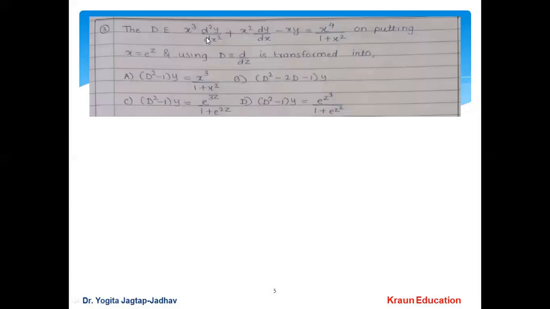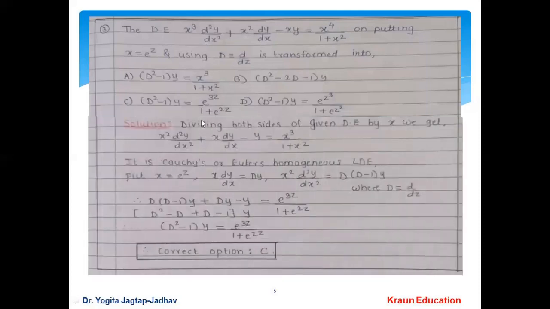Therefore, what should we do first? We should divide both sides by x to convert it into our required form. Dividing both sides of the given equation by x, we get this equation, that is, x square d square y by dx square plus x dy by dx minus y equal to x cube upon 1 plus x square. Now it is Cauchy's or Euler's homogeneous linear differential equation.